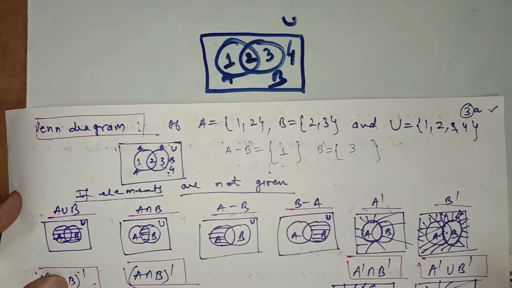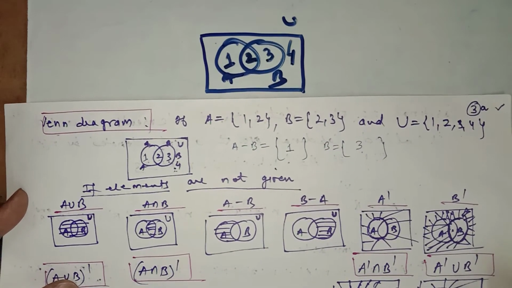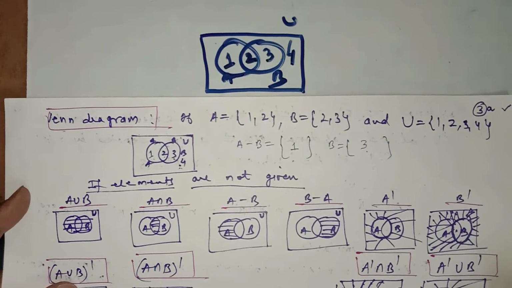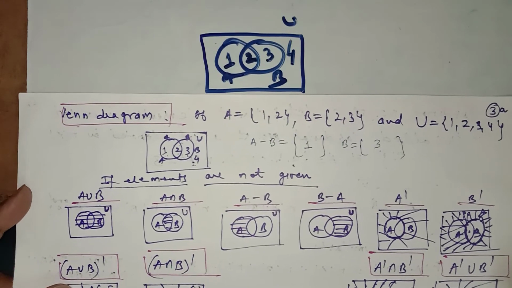So this is the method of representation of sets by a Venn diagram when the exact elements are given. So this is the way to represent the Venn diagram.